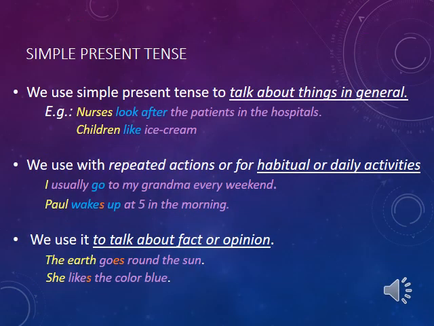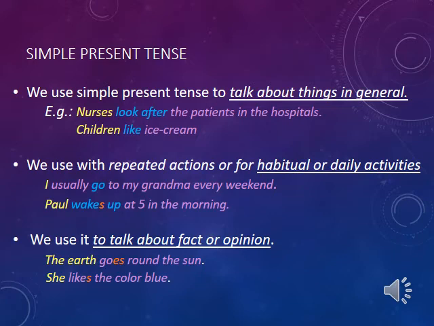Now let us move to the usage part. First of all, we use the simple present tense in order to talk about things in general. For example, nurses look after the patients in the hospitals, or children like ice cream. The second usage is that we use it with repeated actions, habitual or maybe daily activities. For example, I usually go to my grandma every weekend, or Paul wakes up at 5 in the morning.